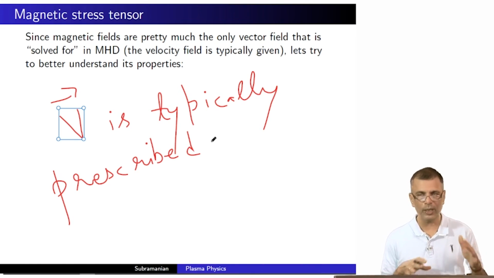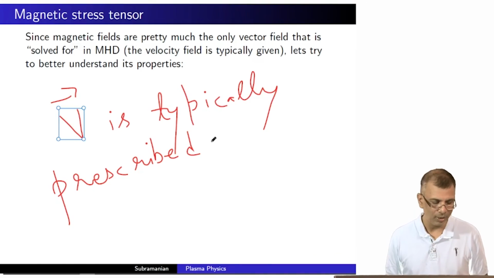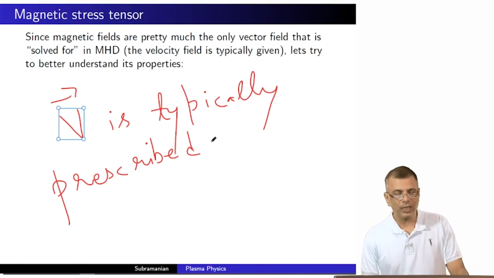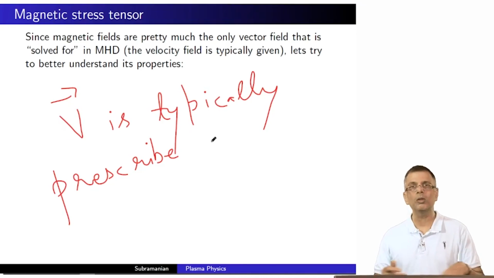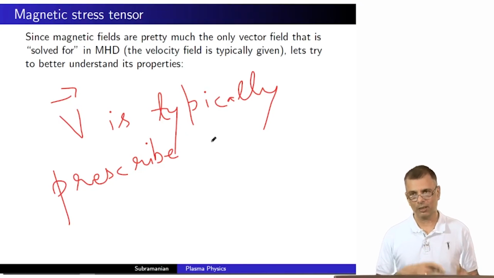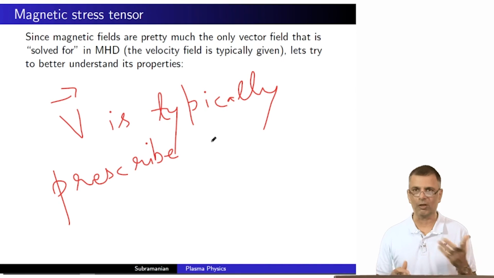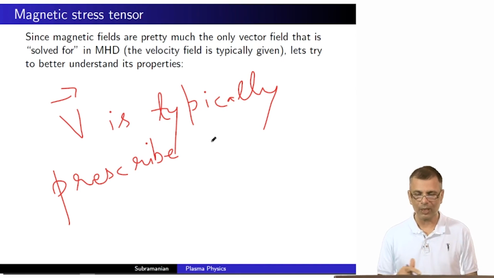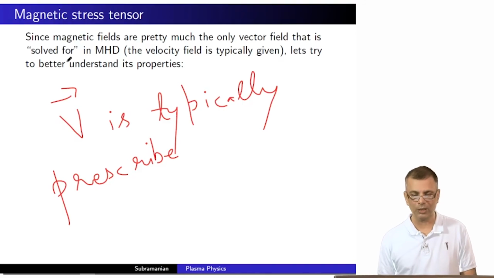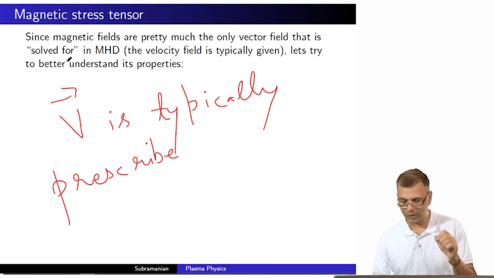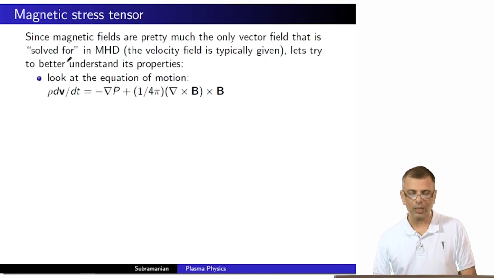I give you a certain velocity field. I give you a fluid that's flowing in a certain manner, and MHD typically likes to answer, okay, given this velocity field, how does the magnetic field that's present in the fluid evolve? How does it evolve with time? Okay. So magnetic fields are pretty much the only vector field that is solved for in MHD. So it's important to try and understand its properties a little more.